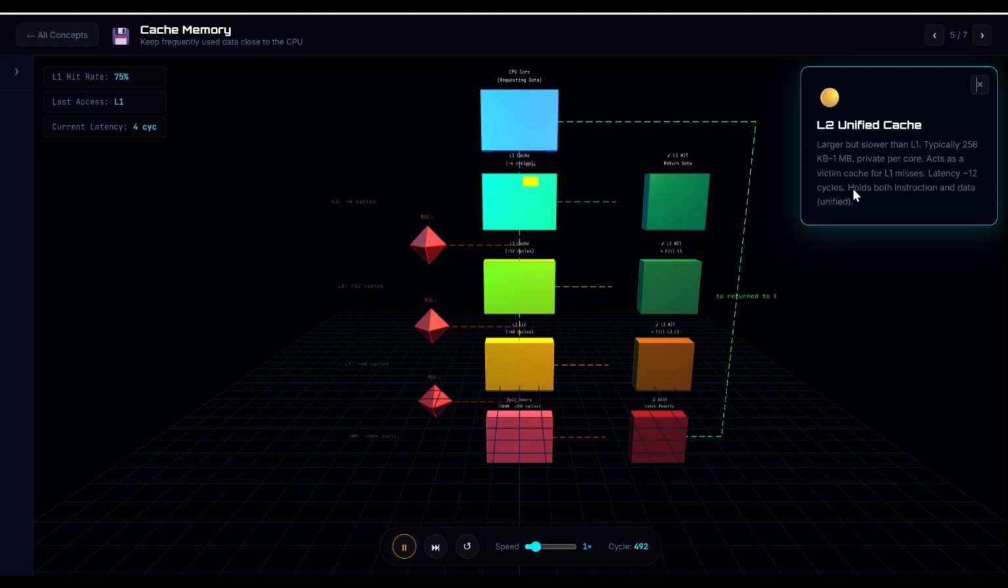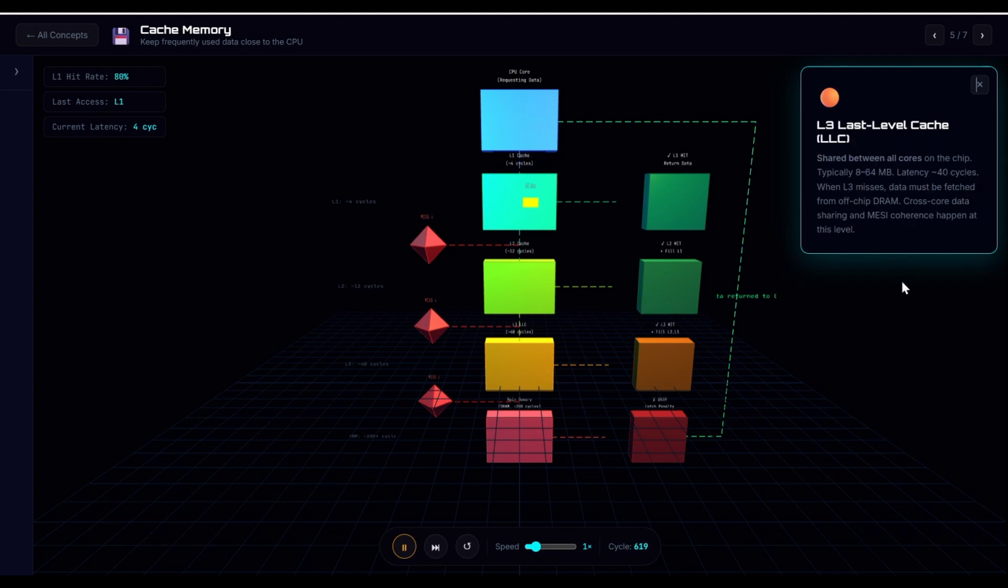Then second is the L2 cache. It's slower than the L1, but typically its storage capacity is very high, and it's directly connected to the L1. Then third is L3. In today's scenario, we are using computers which have multiple cores. So the L3 cache is connected to all the cores of the CPU, and it typically stores the data. Its capacity ranges from 8 to 64 MBs, and it has a latency of 40 cycles.